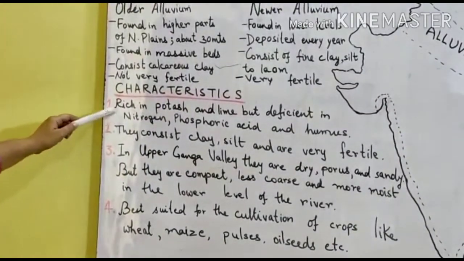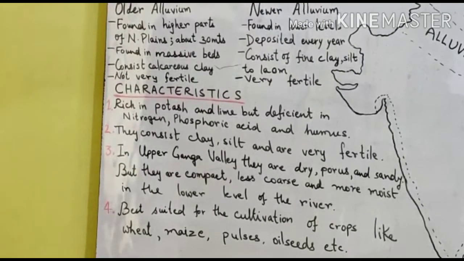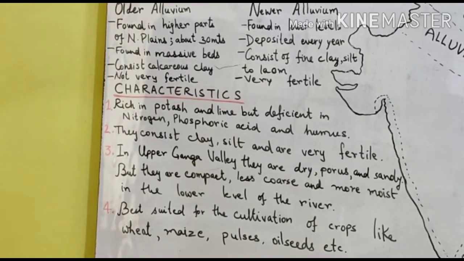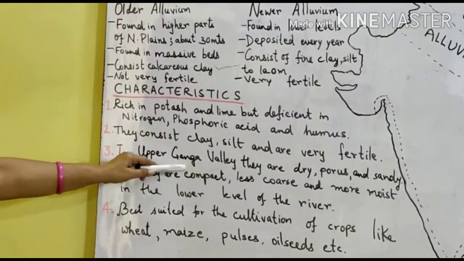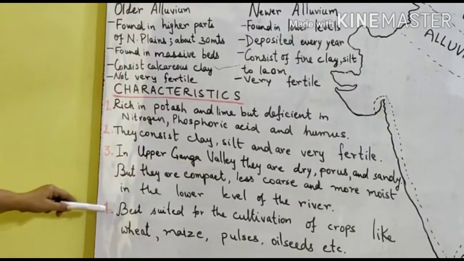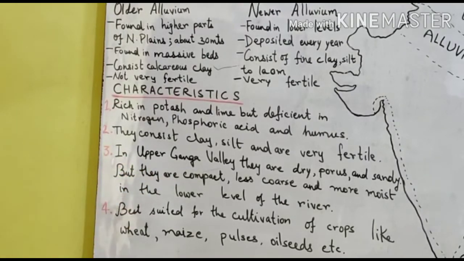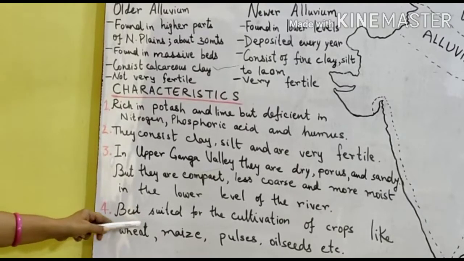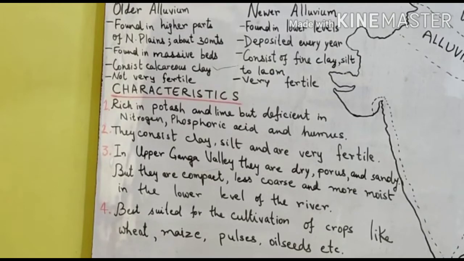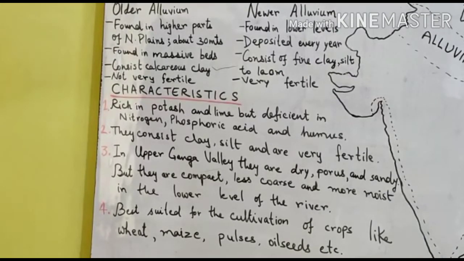The first characteristic of alluvial soil is that it is rich in potash and lime, but deficient in nitrogen, phosphoric acid and humus. They consist of clay and silt and are very fertile. In the upper Ganga valley, they are dry, porous and sandy, but they are compact, less coarse and more moist in the lower level of the rivers. The fourth characteristic is that these soils are best suited for the cultivation of crops like wheat, maize, pulses, oilseed, etc.